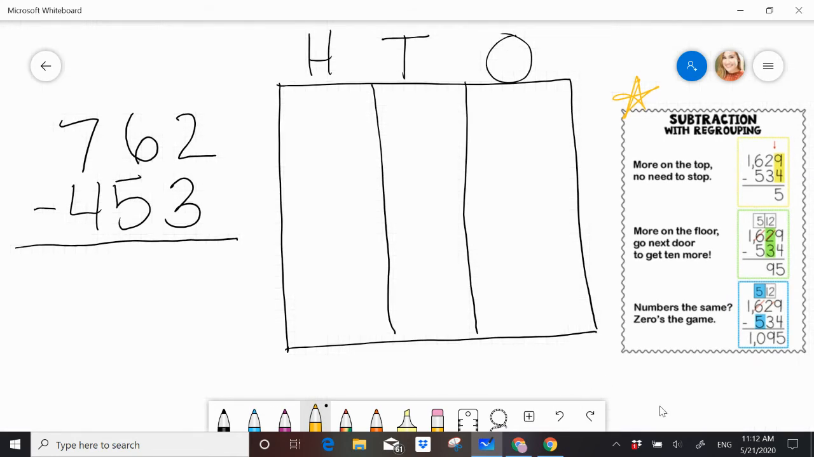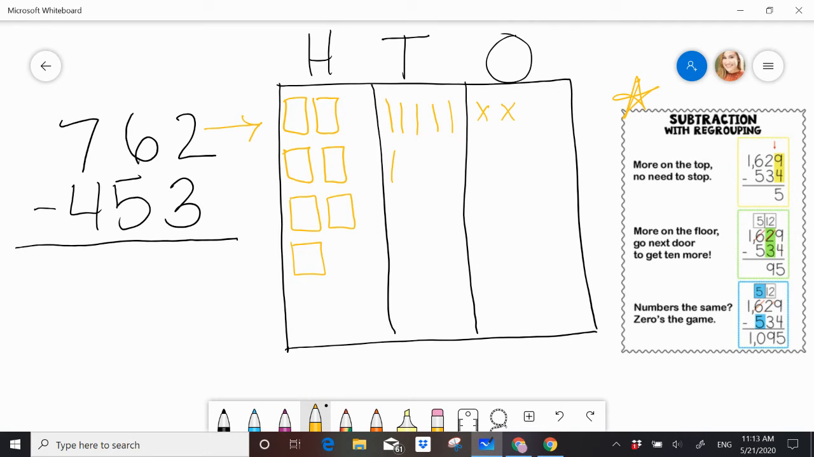So I'm going to draw the bigger number into my hundreds, tens, and ones chart. So I have 700s: 100, 200, 300, 400, 500, 600, 700. 60s: 1, 2, 3, 4, 5, 6. And 2 ones: 1, 2. Great. Here we go. Right off the bat.